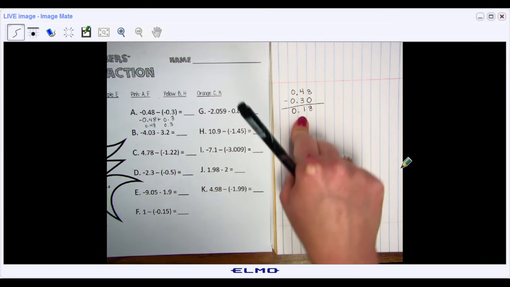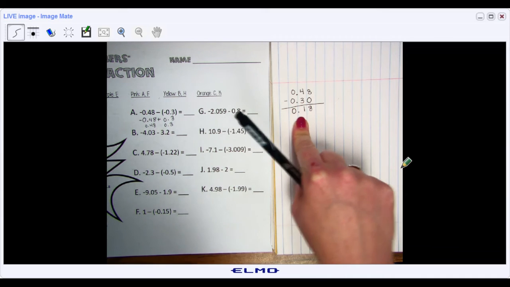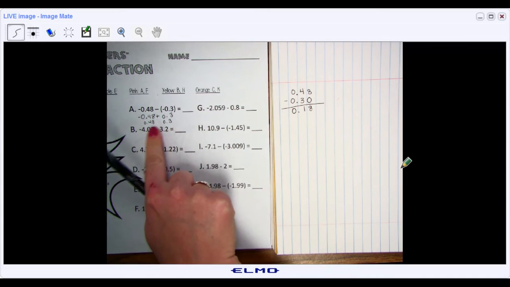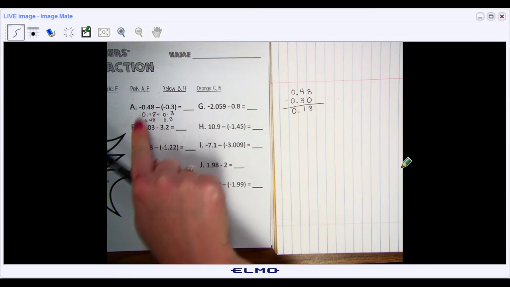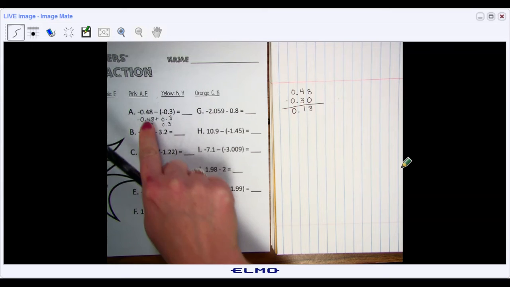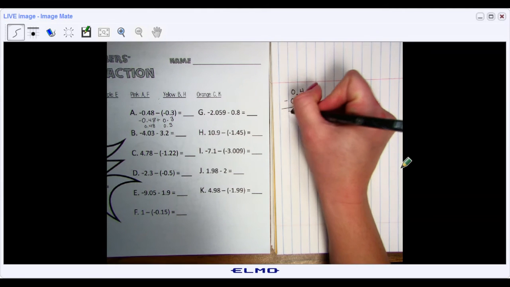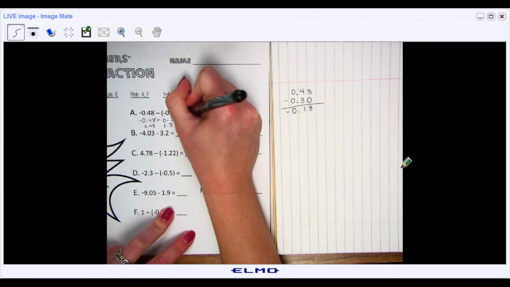We need to check the signs first too and see if the signs match up. So how I do that is I look to see which one had the bigger absolute value or the farthest distance away from 0. The negative 0.48 was the farthest away or had the biggest absolute value. So my answer is going to be a negative 0.18.